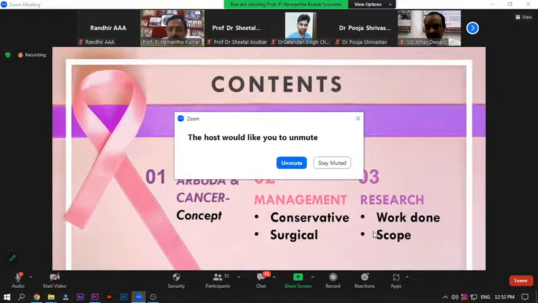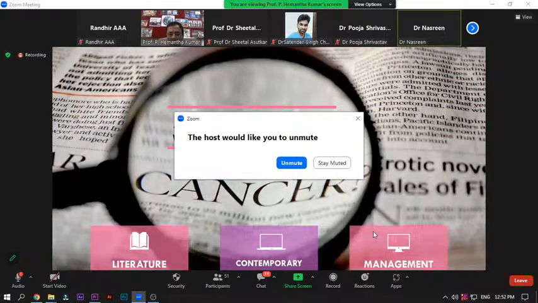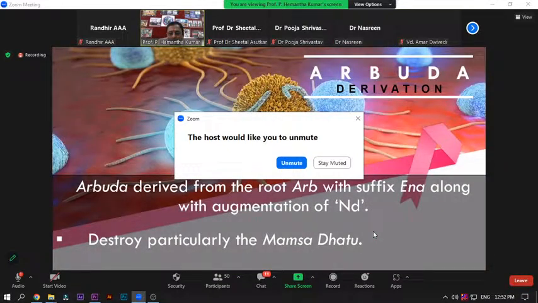Coming to the topic, since morning many experts have started speaking about Arbuda, cancer, etc., regarding management. In my view, along with the modern perspective, I will present what we are practicing here and the Ayurvedic concept with the modern perspective. See, Arbuda is derived from the root Arbuda with the suffix N, with augmentation of ND.